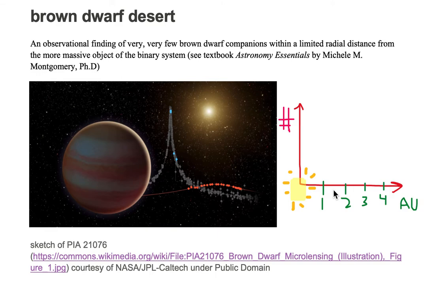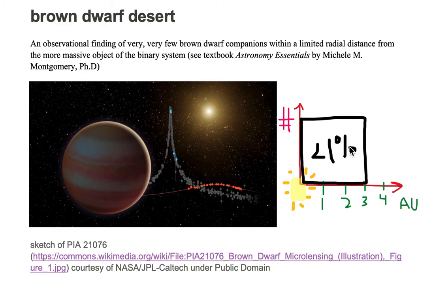How many systems do we find that have a sun-like star and a brown dwarf companion separated by 3 AU, etc.? And what we find within this range of 0 to 3 AU is less than 1% of the systems that we observe have brown dwarfs as companions to sun-like stars. We would call this a brown dwarf desert.